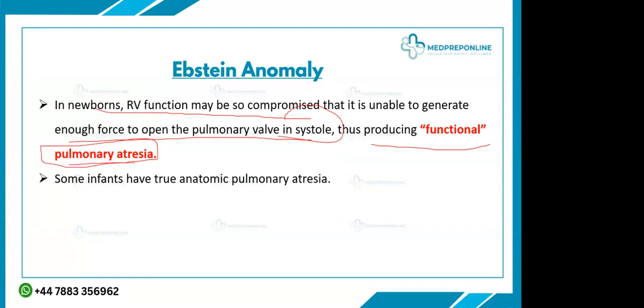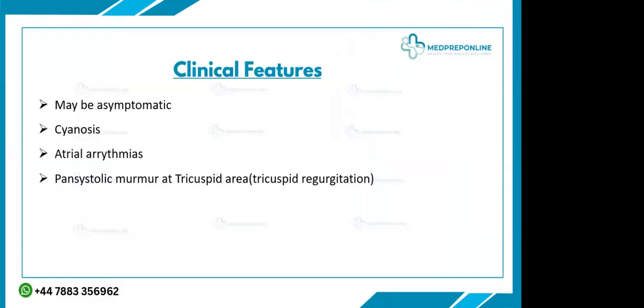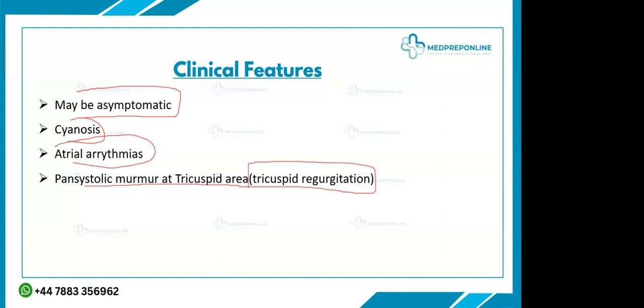This is why it is called functional, because in actuality there is no pulmonary atresia, but the function of the right ventricle has been so compromised that it is unable to generate the force that will open the valve. So it is called functional pulmonary atresia, and sometimes true anatomic pulmonary atresia is also present in Ebstein anomaly. So what are the clinical features? They may be asymptomatic when there is an ASD, or maybe cyanosis at birth, and atrial arrhythmias may be present, and you can hear a pansystolic murmur at the tricuspid area of the tricuspid regurgitation.